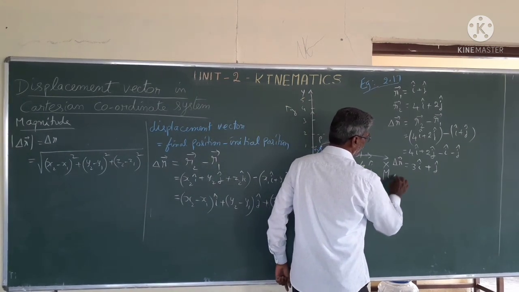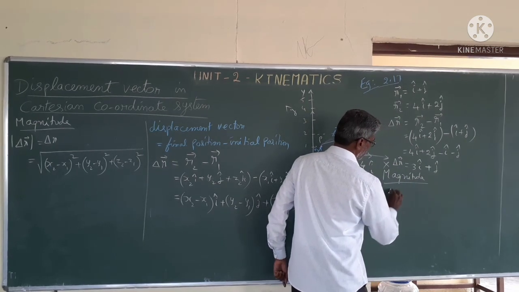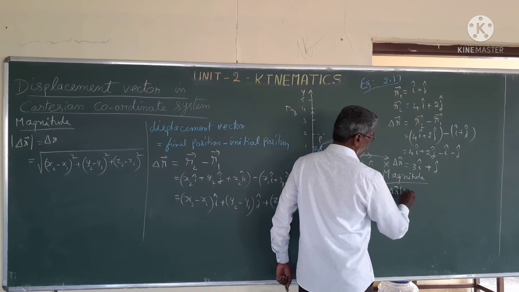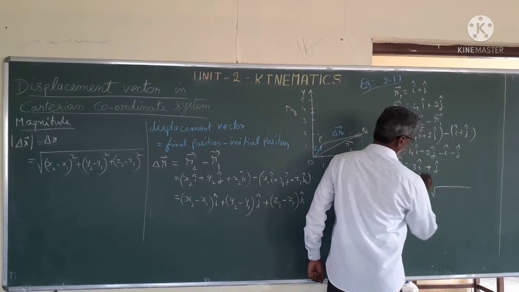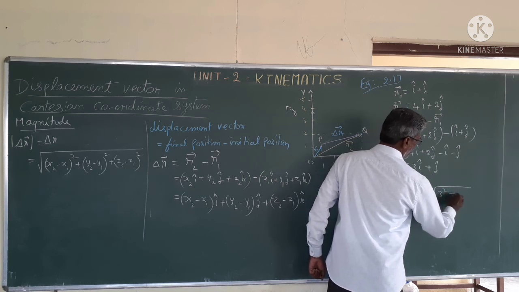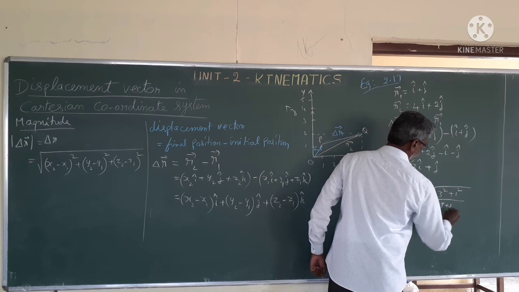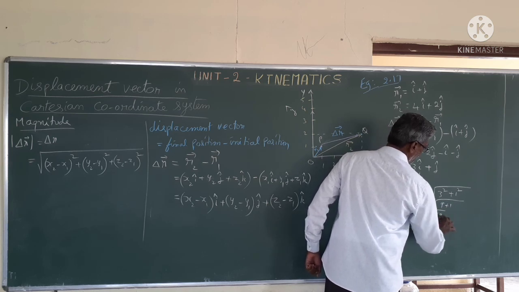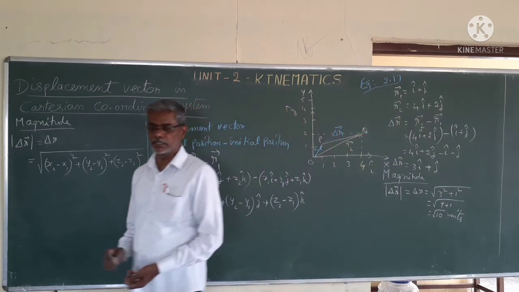Now I want to find out the magnitude. So the modulus of delta R vector, delta R, is the square root of 3 square plus 1 square. So 9 plus 1, that is equal to 10, square root of 10 units.